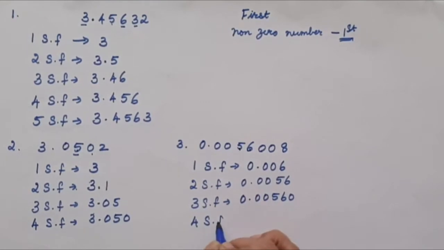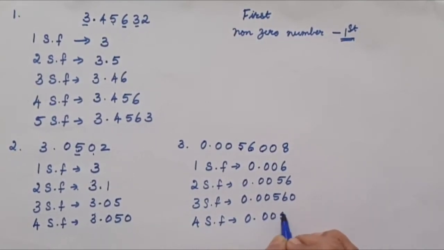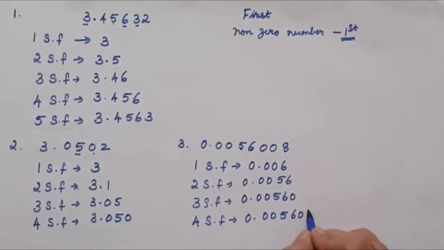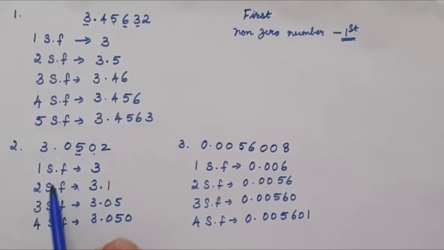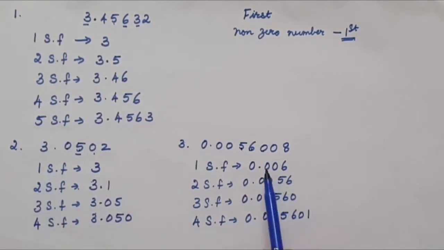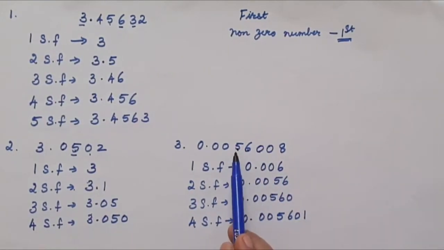Then for four significant figures, 0.00560, and here we add a 1 over here. So always we have to be very careful when writing significant figures. When we write a number to one significant figure, the first non-zero number is the first significant figure. If there are zeros in between after we start the significant figures, then we count them. The first non-zero number will be the first significant figure.